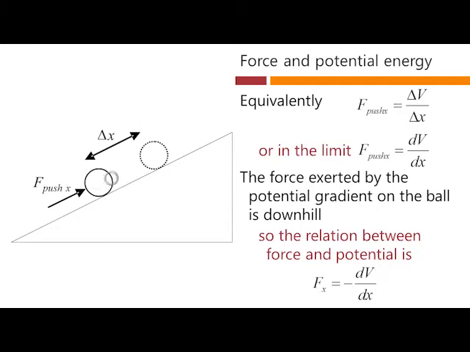We had to push uphill to do some work to change the potential energy. We were pushing against the force that comes from the rate of change of potential energy. So that force from the rate of change of potential energy is minus dV by dx.